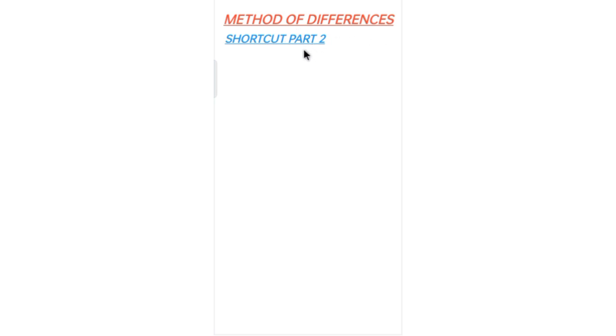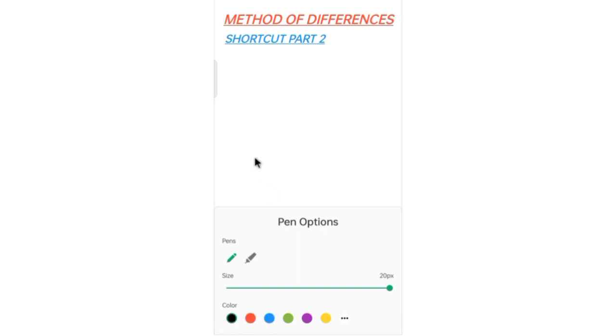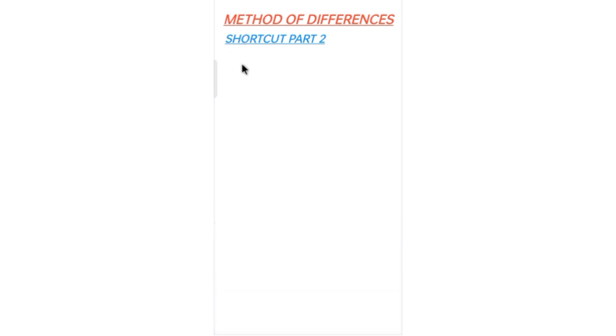So it's method of differences shortcut part 2. Its importance is this: for example, if there is a series T1 plus T2 plus so on plus Tn, this is the series given to us, and we are looking for Sn. So I'll just write it here: Sn is equal to T1 plus T2 plus so on plus Tn.